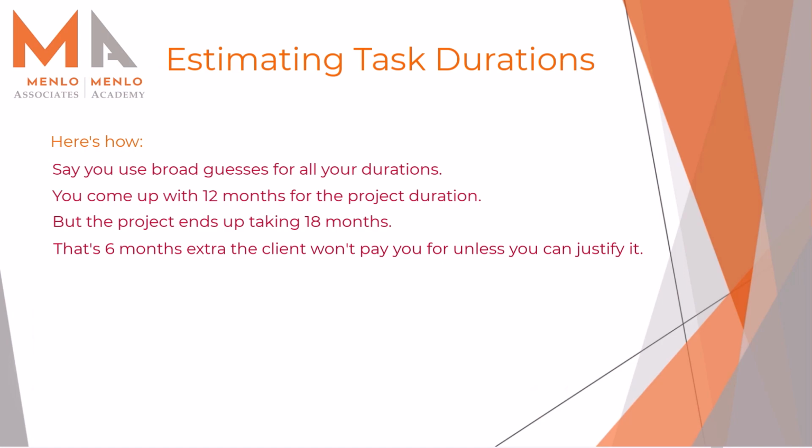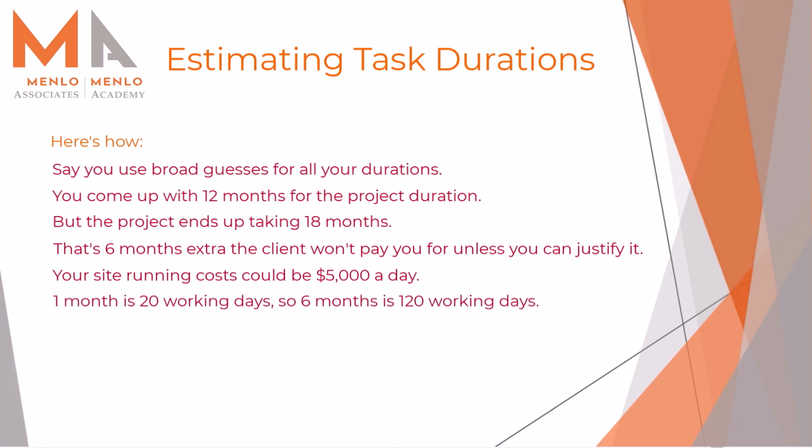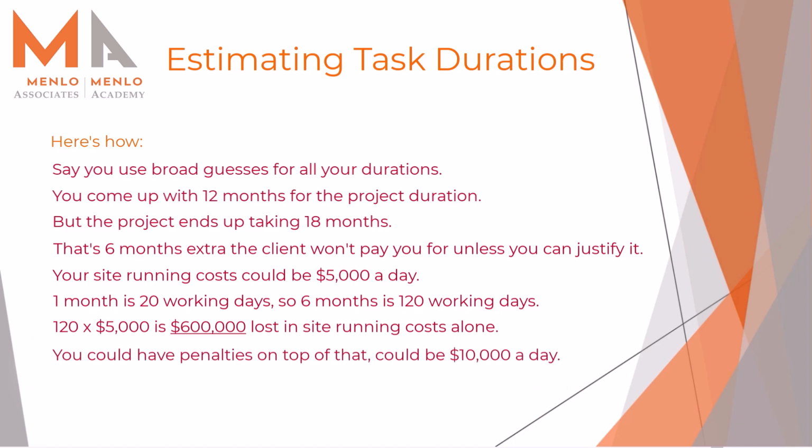The typical running cost of a site might be $5,000 a day. With 20 working days in a month, 6 months is 120 days. At $5,000 a day, that's $600,000 lost in site running costs. And that's your best position. You could have penalties on the job as well, say $10,000 a day for being late. So for those 6 months you didn't allow for and won't be paid for, $10,000 a day for 120 days is another $1.2 million. So you can quickly see how a broad guess approach to task durations can put you into a hole to the tune of millions you can't recover.